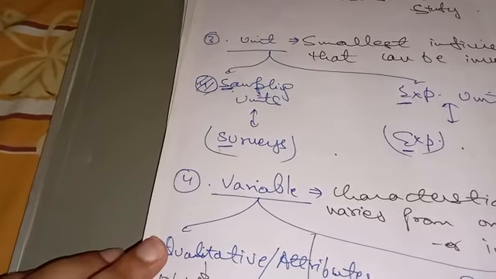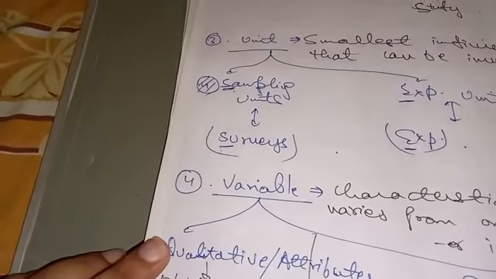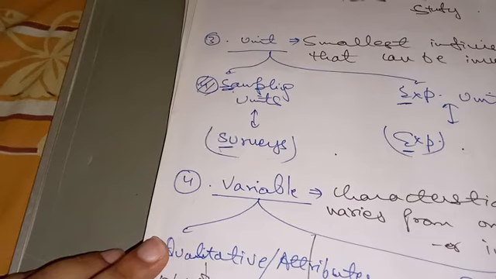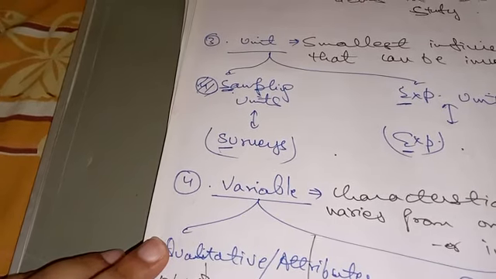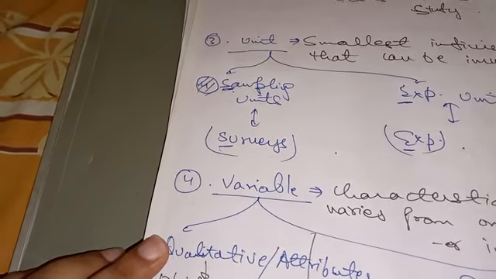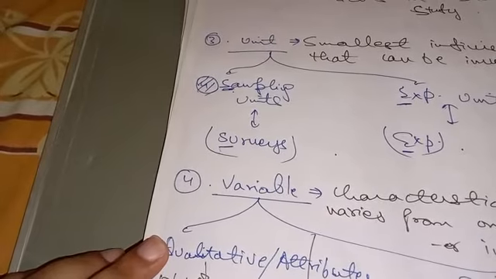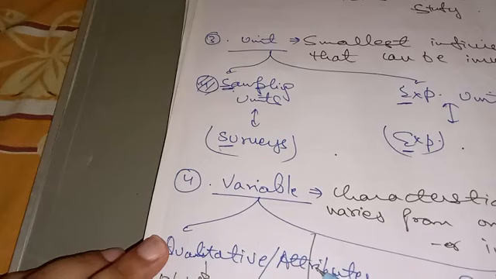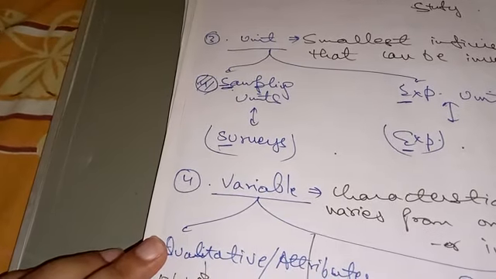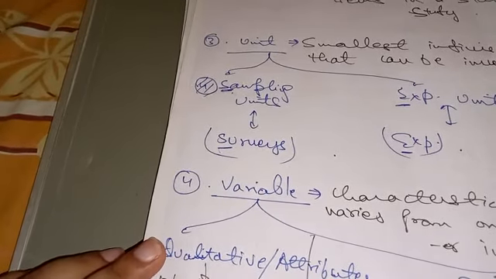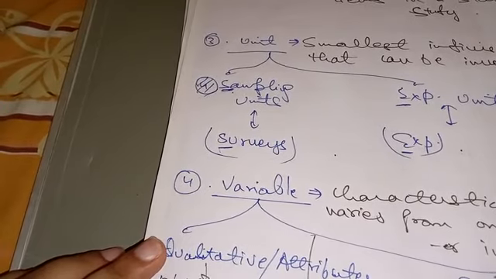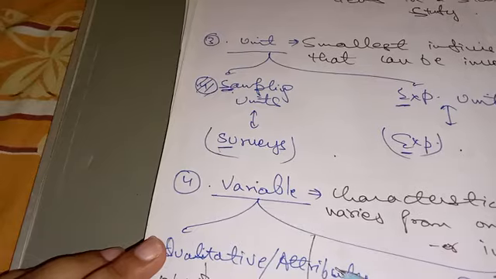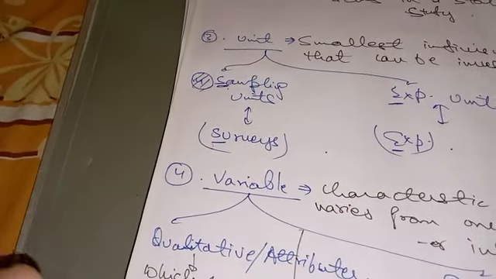Continuous simply means that it can take any value within a continuous range within a series, and discontinuous or discrete means it can only take integral values. Qualitative or attribute means that which cannot be measured in magnitude. The variable which cannot be measured in magnitude is called a qualitative or attribute variable.